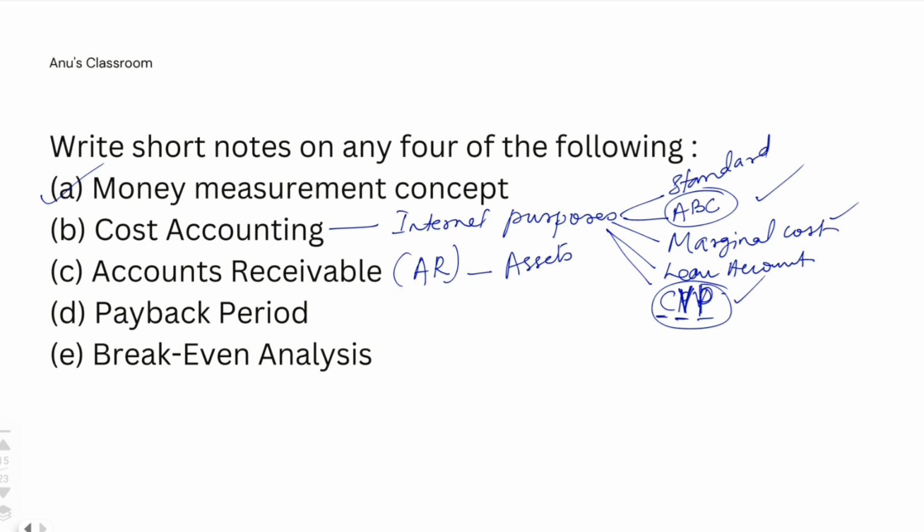So when you're writing short notes, you can describe what accounts receivable is. You can give an example like the one we quoted, or something else, whatever seems apt to you. Then you can also say that it is an asset and why it is an asset. Such things you can write to make a short note on accounts receivable.